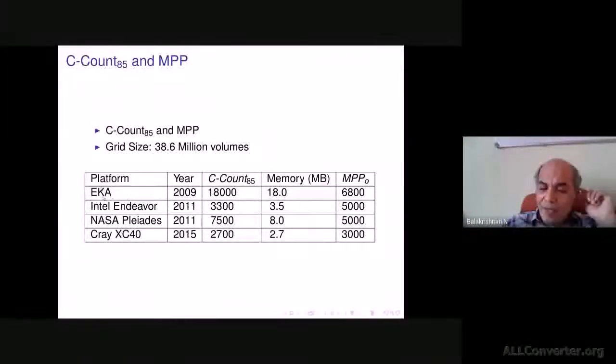And long back in 2009, there was a little over 100 teraflop parallel computing platform at Pune. It was managed by Tata Sons. It used to be called ICA. Okay. So over this period, in fact, for the core count, we have this problem size of 38.6 million volumes. We have retained it as the same. And on ICA, the core count was about 18,000 cores. And Intel Endeavour, it's about 3,300 cores. NASA Pleiades is about 7,500 cores. And again on Cray, it's about 2,700 cores.